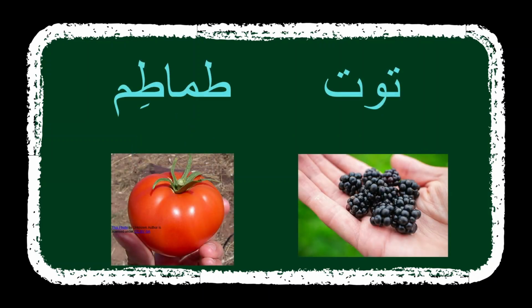Let's work on some words that have both of them so we can hear the difference. The first word, which is the berries, is toot. The next one, the tomatoes, is طماطم. One more time. Toot, and طماطم.